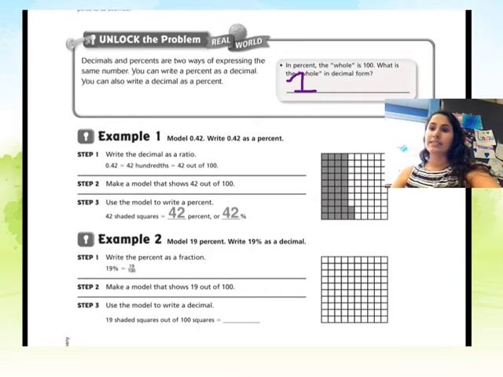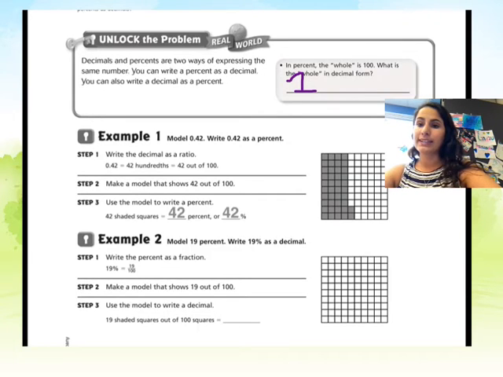Example 1 says we need to model 42 hundredths and write 42 hundredths as a percent. So going through these steps, we have 0.42, which is 42 hundredths, which would be 42 out of 100. And then we can make a model that shows that by shading 42 out of the 100 squares, because as a fraction, it would be 42 out of 100. And 42 shaded squares would be 42%, or 42 with a percentage sign.